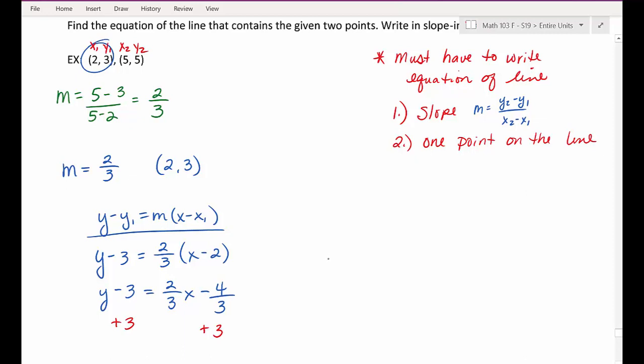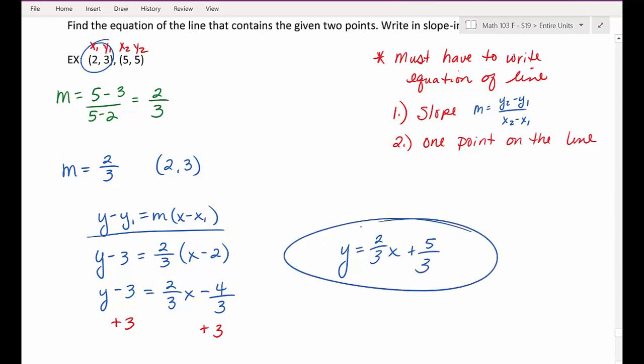Negative 4/3 plus 3 gives us positive 5/3. You can just pop that in your calculator. If you're going to do it by hand, make sure you get a common denominator. That 3 is going to turn into 9/3. So y equals 2/3 x plus 5/3. If you prefer using y equals mx plus b, well, just give it a try and double check your answer with mine.